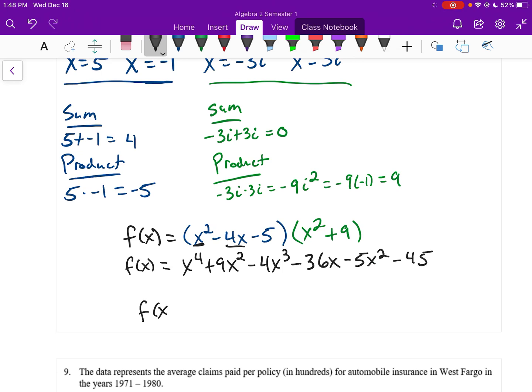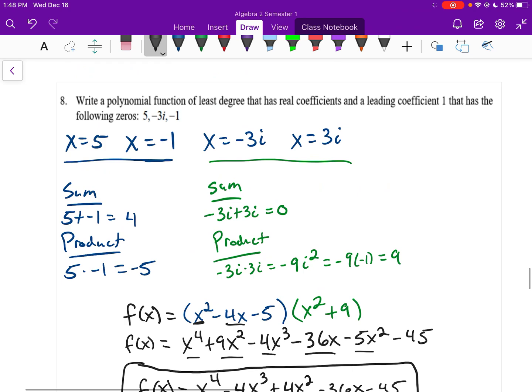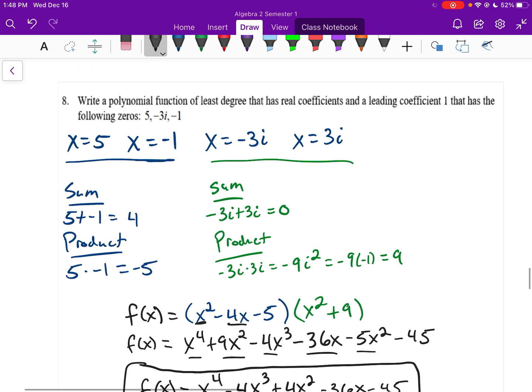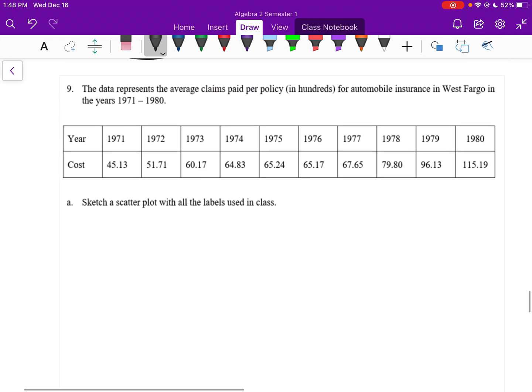Combining those like terms then, x to the 4th minus 4x cubed, x squared's there, we got plus 4x squared minus that 36x minus 45. There is our answer. All right, so again, remember the big thing here, imaginaries always come as conjugate pairs. Okay, so now let's run a regression.